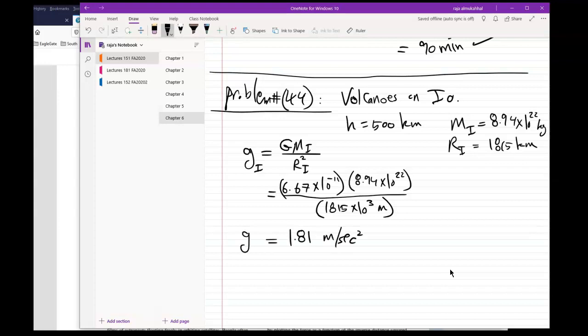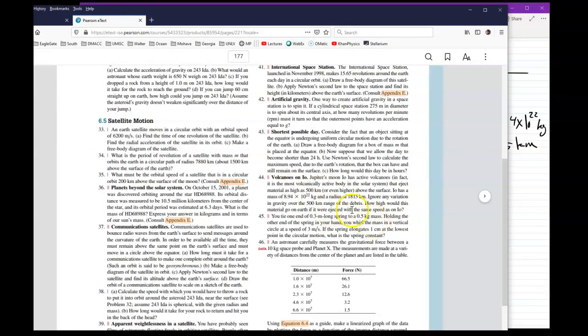It's not much. That's almost equal to the moon's G value. The moon is 1.67, I think. Our moon. Okay, there we go. Now, he's saying assume that this G value does not change with height. Okay, so it doesn't change with that height. All right, fine. He says, how high would this material go on Earth if it were ejected with the same speed as on Io?